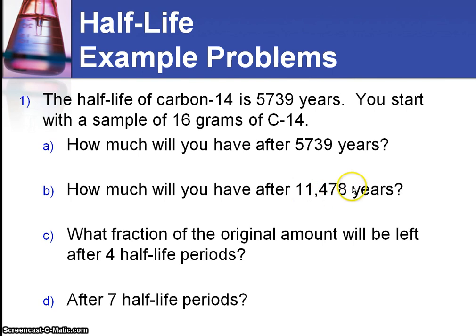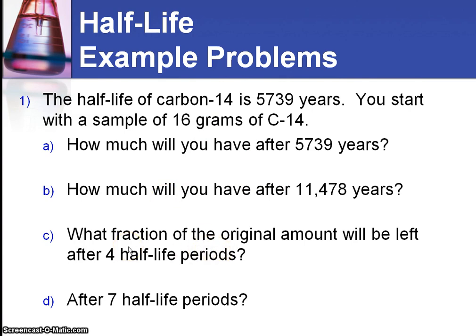This amount of time, 11,478, this is 2 half-lives, because if you just divide it by the length of the half-life, you get 2. So if you have 2 half-lives, you're going to cut it in half twice. So if you start with 16, cut it in half and you get 8, that was 1 half-life. Then take the 8 and cut it in half to get 4, and that would be the second half-life. So for letter B, it would be 4 grams.